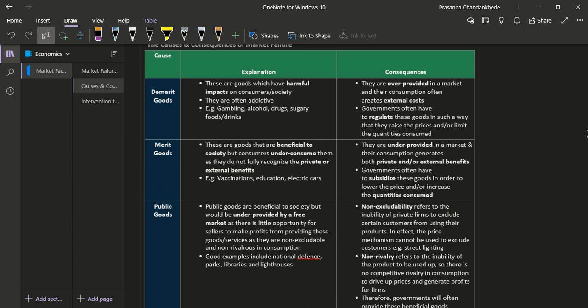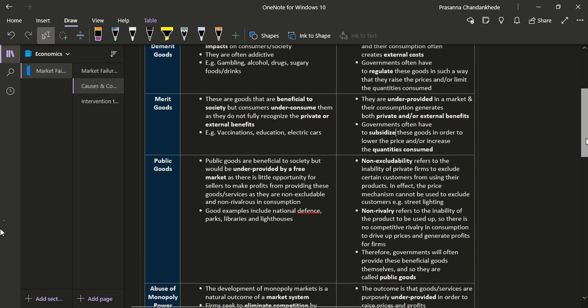Merit goods. These are goods that are beneficial to society, but consumers underconsume them as they do not fully recognize the private or external benefit. Example, vaccination, education, electric cars. They are underprovided in the market and their consumption generates both private and external benefits. Governments often have to subsidize these goods in order to lower the price or increase the quantity consumed.